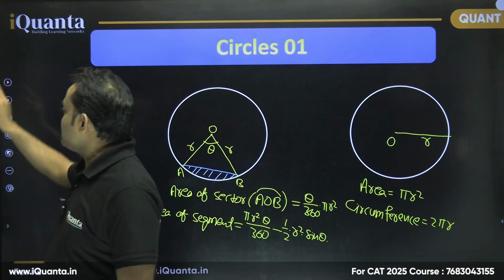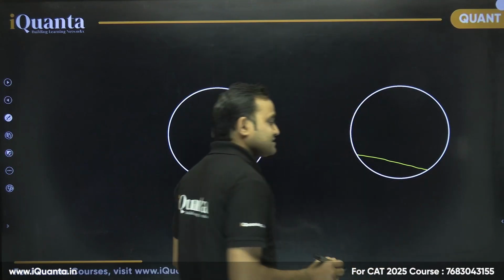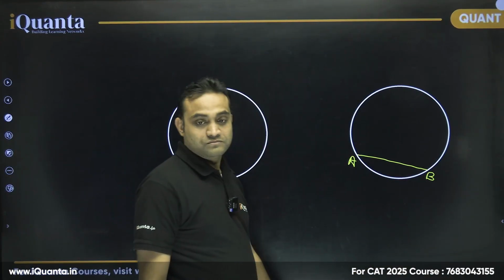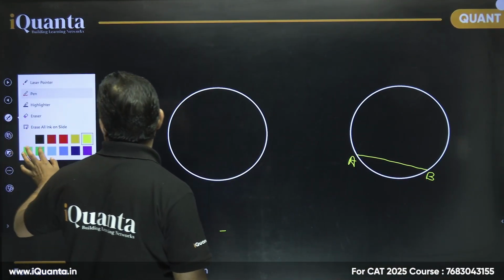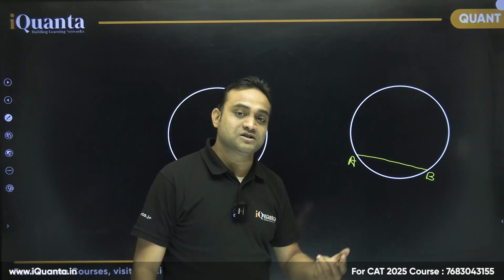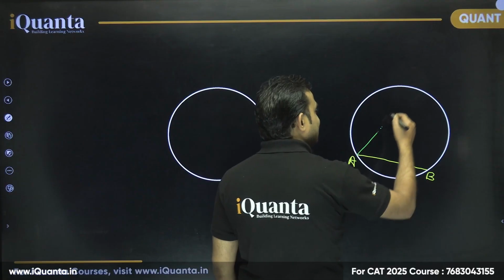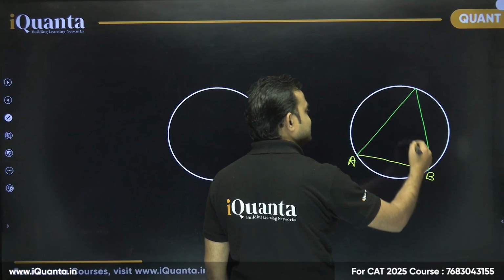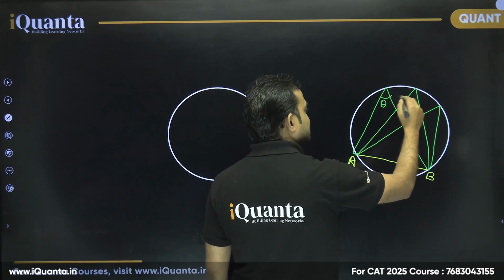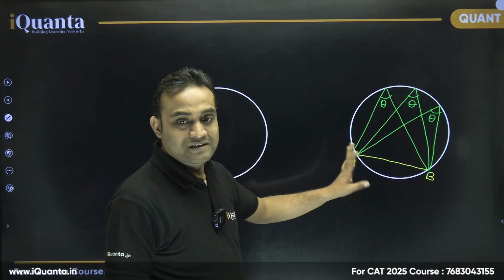Now let's try to learn more about circles. If I join any 2 points on the circumference of a circle, then this line segment is known as a chord. AB is a chord, and the largest chord in any circle is the diameter of the circle, which also passes through the center. Now the most important thing about a chord is that angles made by a chord in the same arc are always equal. Like if this angle is theta, this angle will also be theta, and this angle will also be theta. All of these angles will be theta.